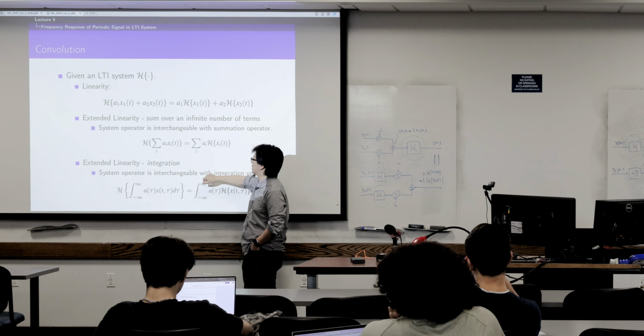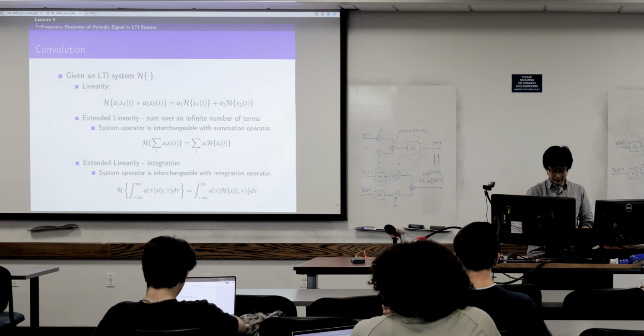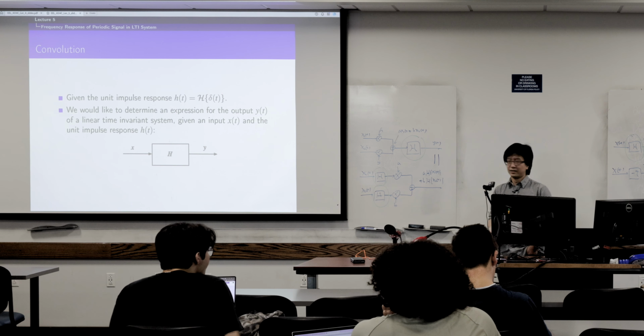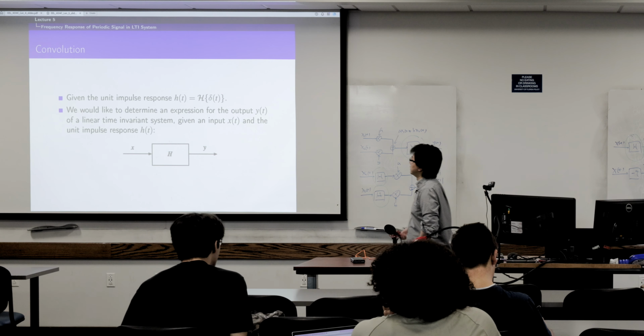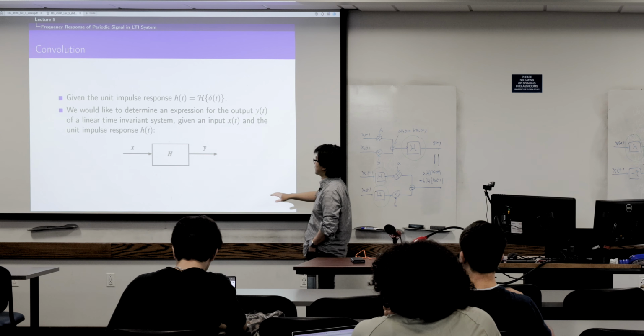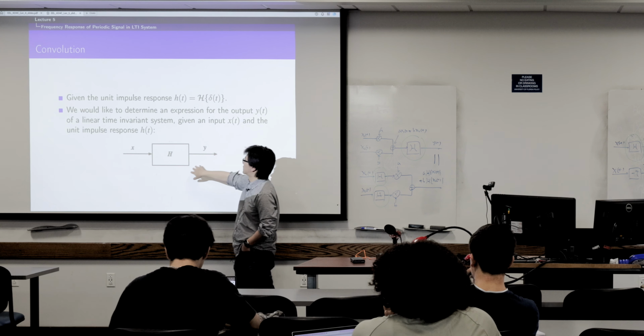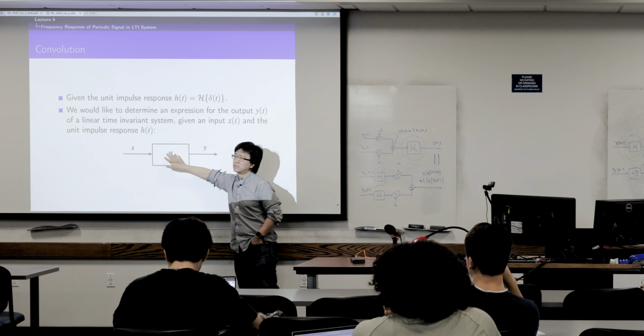Again, if everything is discrete time, it would be much easier. It's just messier when we consider the continuous time system. All right, so we have the definition of h of t, and we would like to represent y of t in terms of x of t and h of t. So that's our goal.